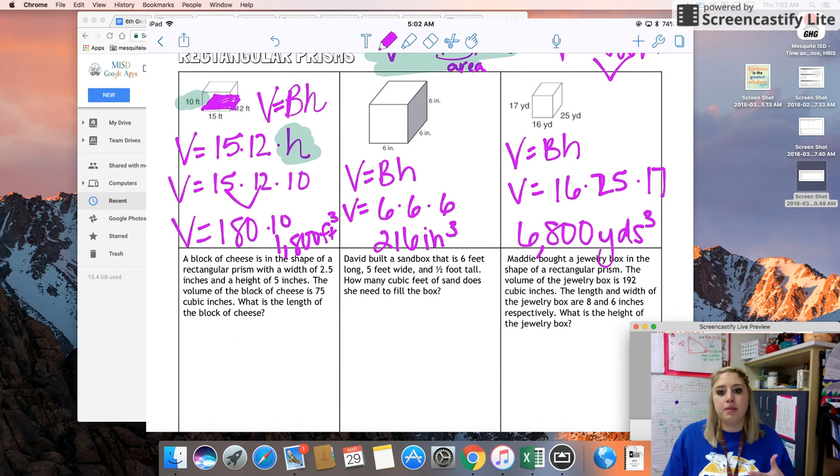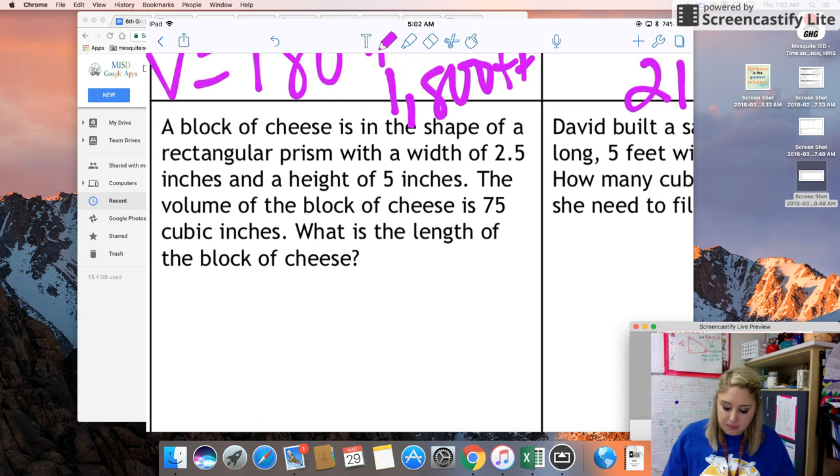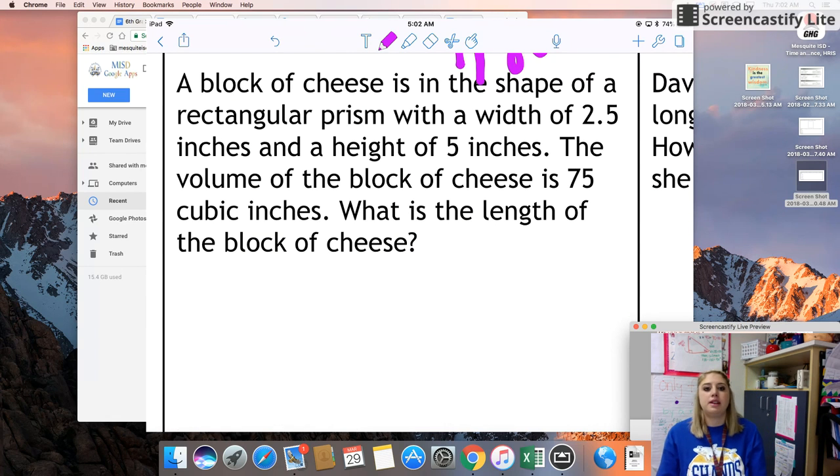I do want to move to these next type of problems because, of course, they're not always going to be that simple. Some of them are, and some of them aren't. So in this one, it says a block of cheese is in the shape of a rectangular prism. Ooh, block of cheese, yum. With a width of 2.5 inches and a height of 5 inches. The volume of the block of cheese is 75. It gives us our volume. It wants to know what is the length of the block of cheese.